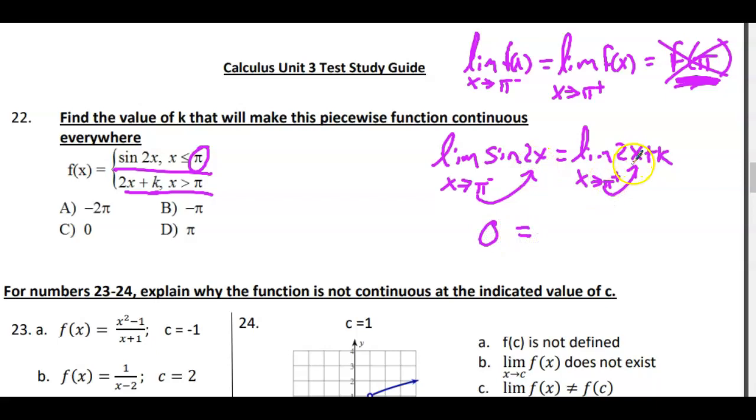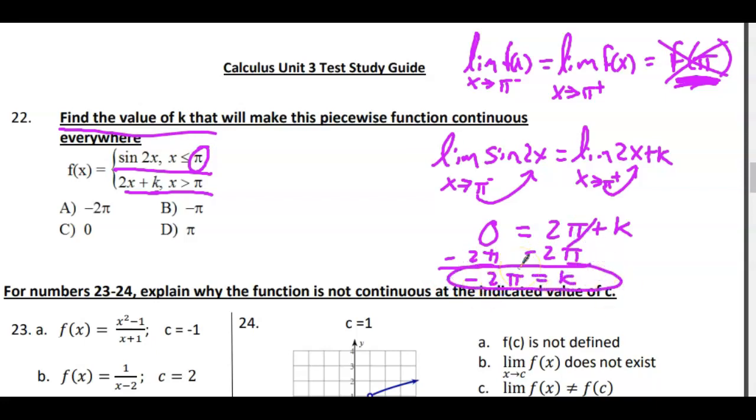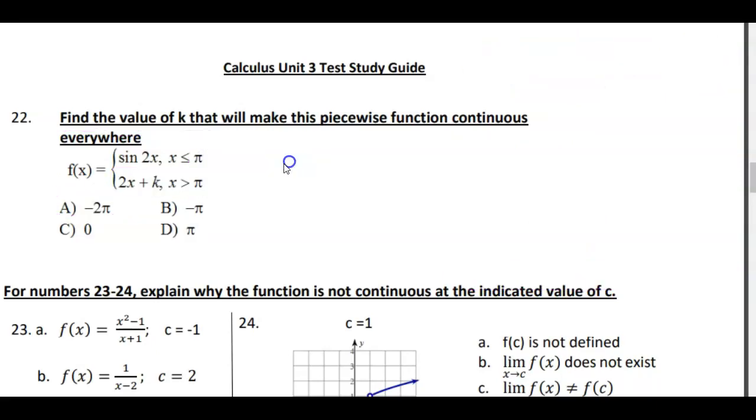And plugging in pi here, you get 2 pi plus k. Now remember, we're trying to find the value of k, so I want to get k by itself. So I'm going to minus 2 pi on both sides, and I end up with negative 2 pi. And there you go. So the answer would be A. So you'll definitely see one of those on your exam. Let's go ahead and continue into the next sets of questions.